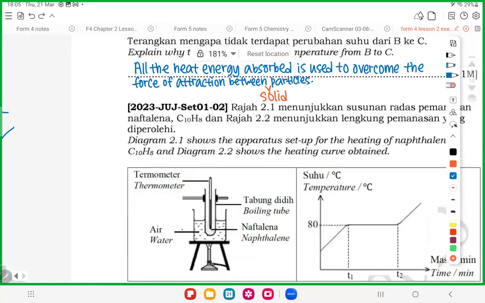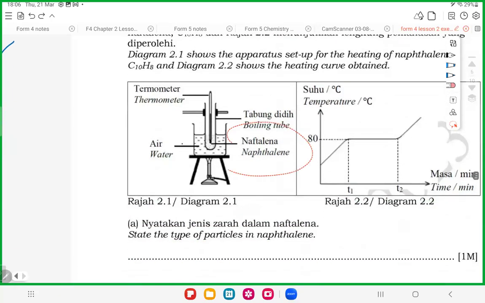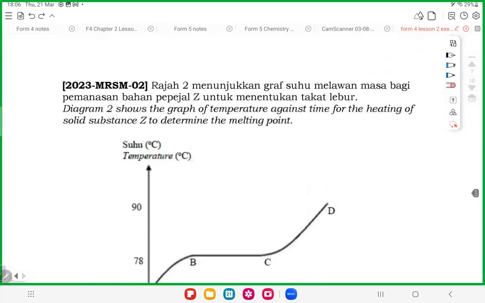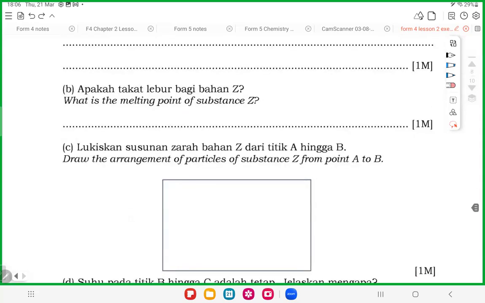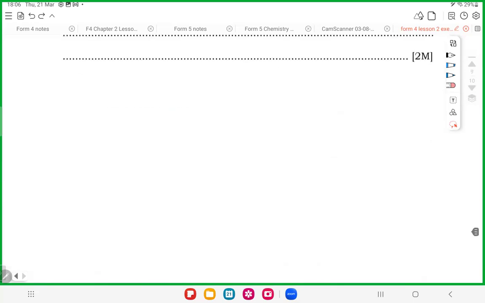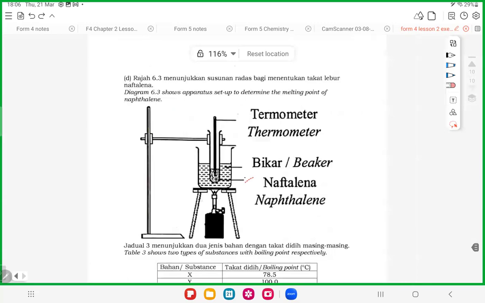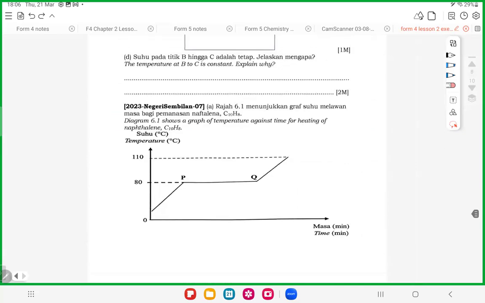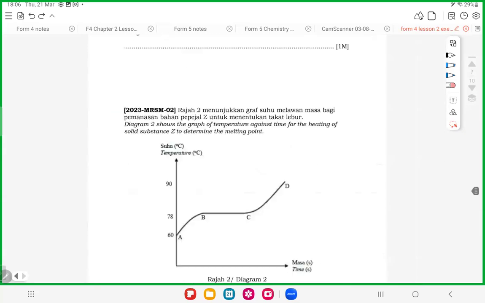Sometimes it's like they have nothing else to ask. When they ask about the heating curve, 99.9999% is naphthalene. Everyone look here. Naphthalene. They love naphthalene so much. I don't know why. They always ask about naphthalene most of the time.